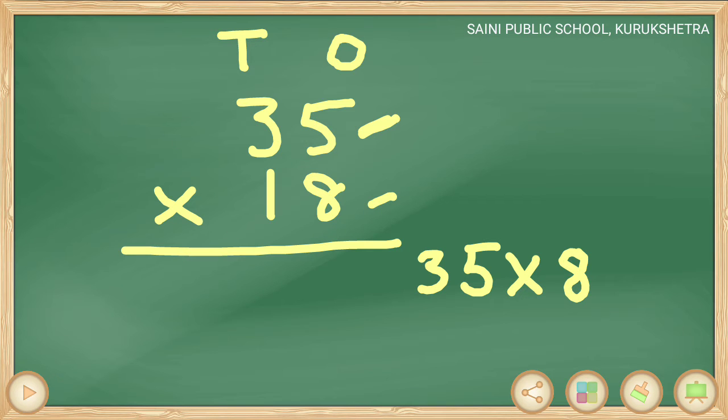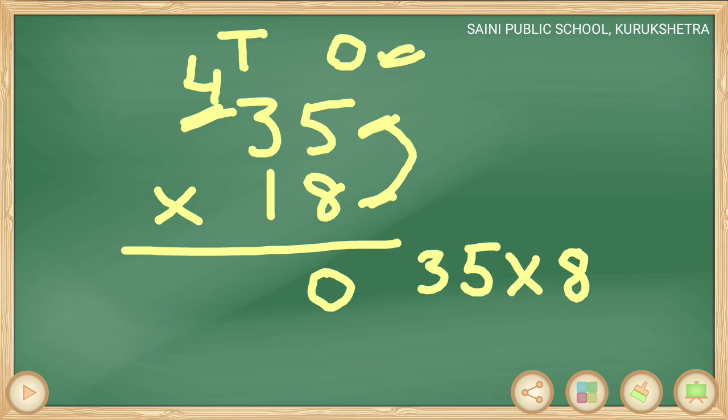We will start multiplication from the right side, that is from the ones place. So 8 fives are 40. So here 0, and 4 will be carried to the next place, that is the tens place. Now 3 tens here, 3 into 8. So 8 threes are 24, 24 plus 4 is 28. So I will write here 28.